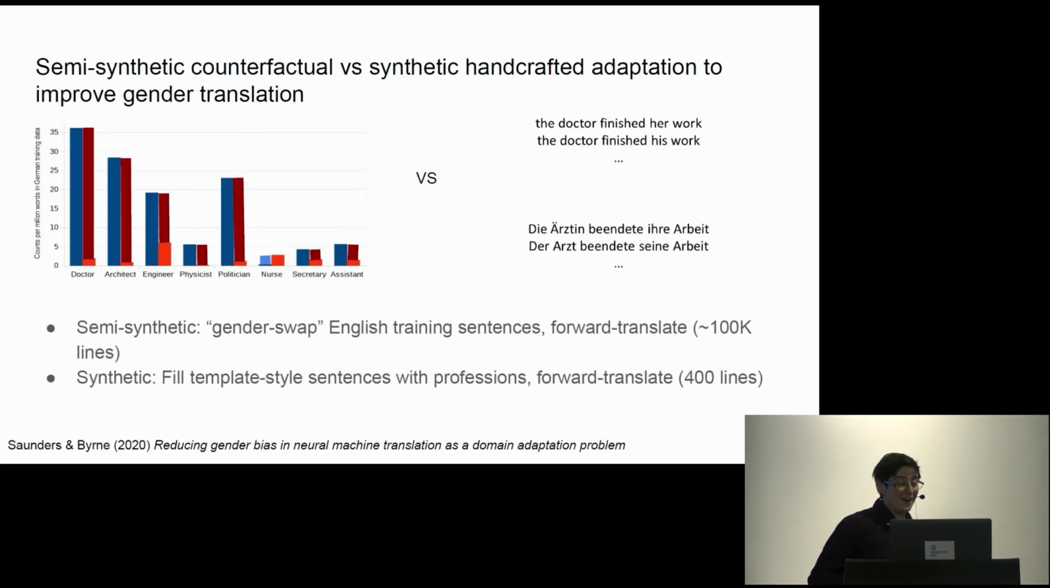Yes. I tried 2 different training set creation methods, both synthetic to different degrees. The first, we just gender swapped with some heuristic rules some English training sentences, forward translated them into a target language, and tuned on those. That's about 100,000 lines, took a few hours to tune. The other is that I made a template, filled it with some gendered terms, and forward translated that. It's very short, I could check it manually. Tuned on that, that took about a minute.